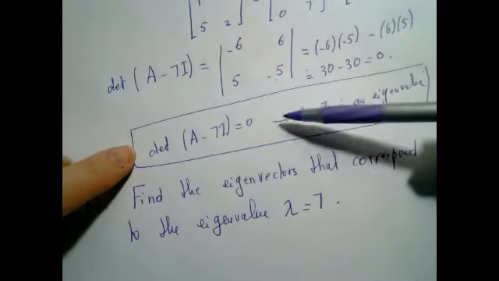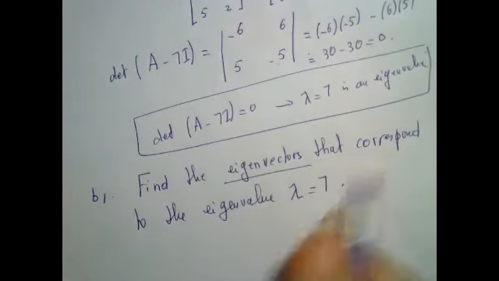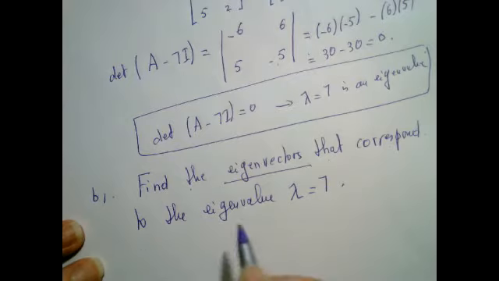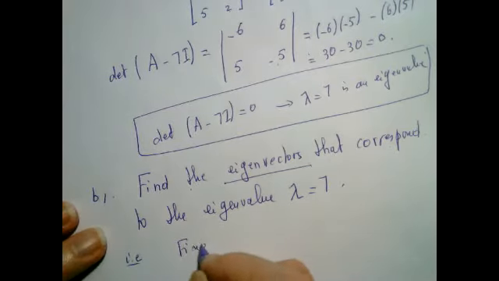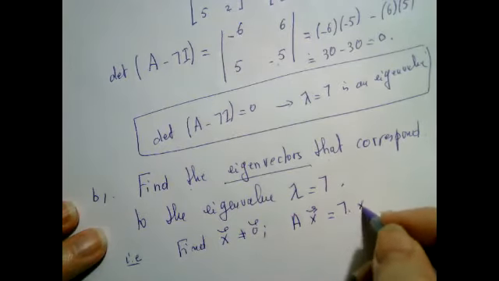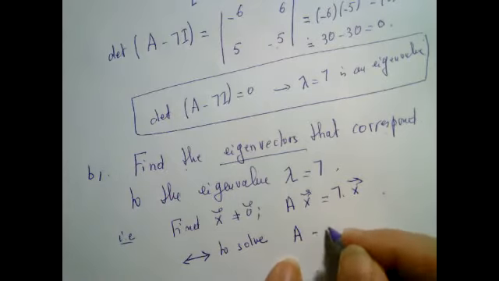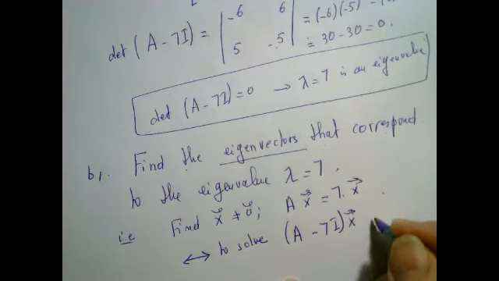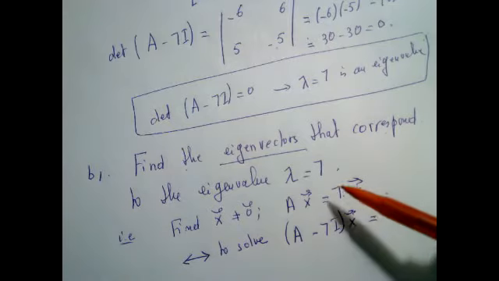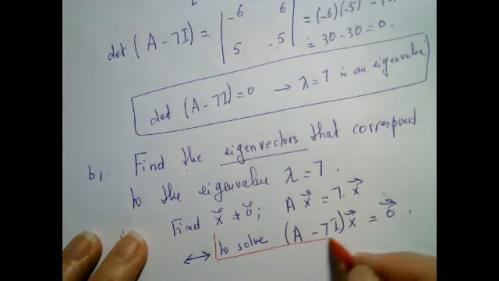Having a 0 determinant tells me that we should be able to find an x such that Ax equals lambda x. Find the eigenvector that corresponds to the eigenvalue lambda equal to 7. It means we need to find a non-zero x such that Ax equals 7x. That's really what it means. This is equivalent to solving the following system, A minus 7I times x equal to 0. Lambda equal to 7 being an eigenvalue tells me that I can find a non-zero solution for Ax equals 7x. As we did before, solving this boils down to solving that.